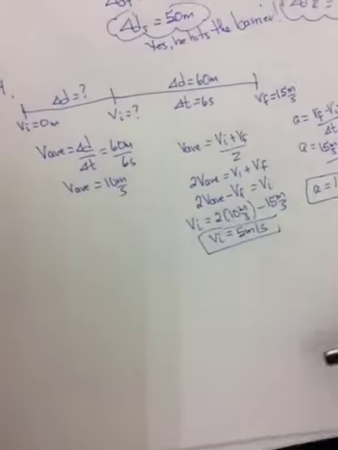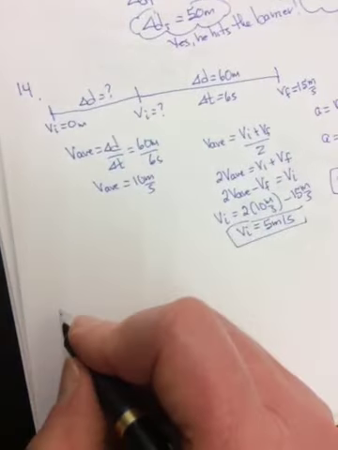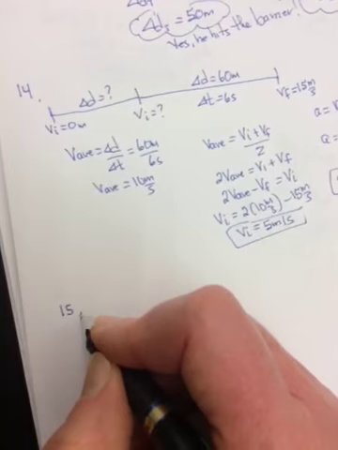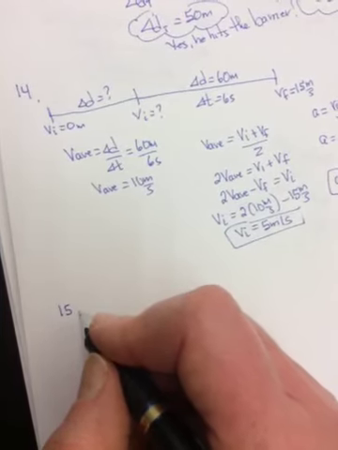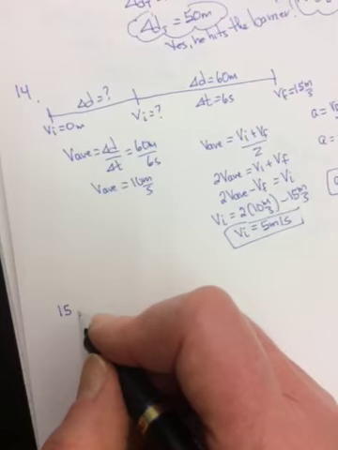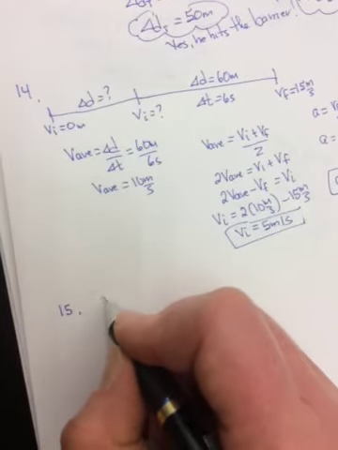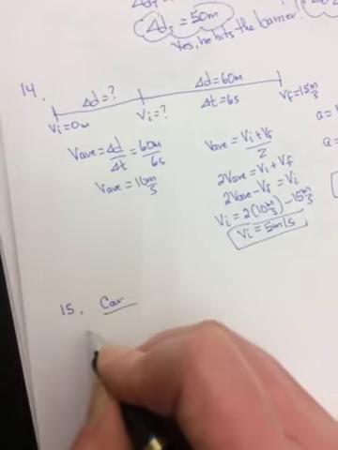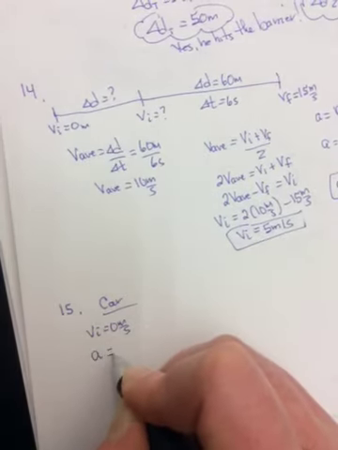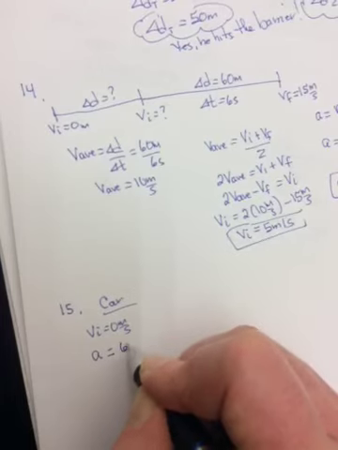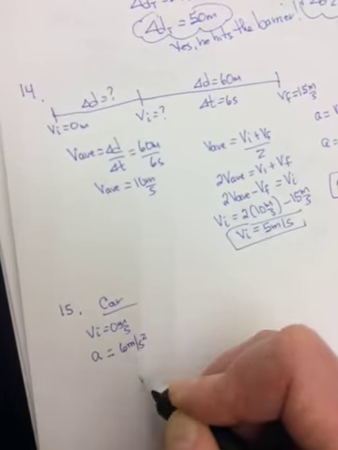Number 15 says, as the traffic light turns green, a waiting car starts with a constant acceleration. So we have a car, and it's waiting, so VI is 0. And it starts with a constant acceleration of 6 meters per second squared.